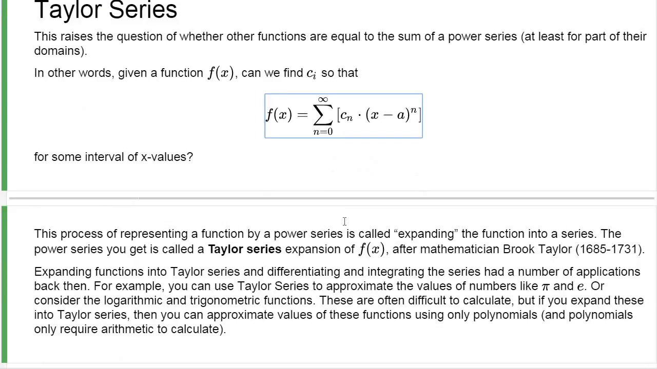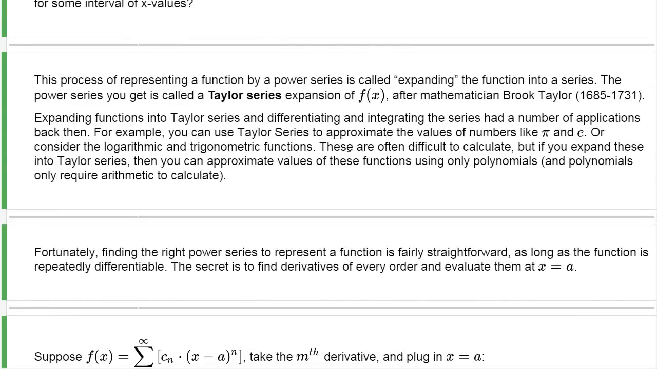The process of representing a function by a power series is called expanding the function into a series. And that power series is called a Taylor series after a mathematician named Taylor who lived a long time ago. Expanding functions into Taylor series and taking their derivatives and integrating them had quite a few applications then. We don't often see it so much anymore. But you can use Taylor series to approximate things like pi and e. Those are irrational numbers that are hard to get at. Back then they didn't have a calculator that would tell you the value of pi to as many decimal places as you wanted.